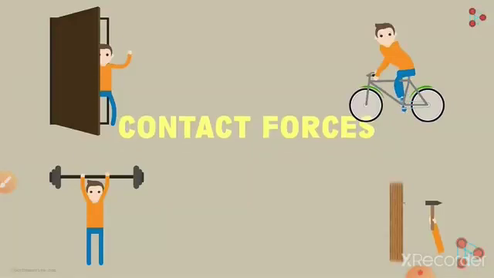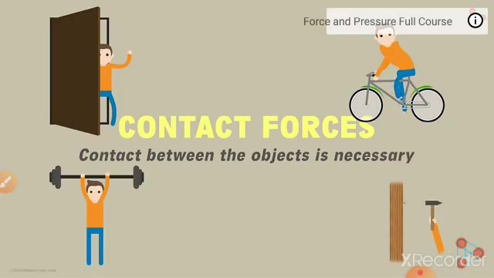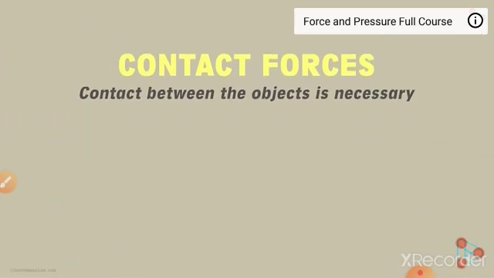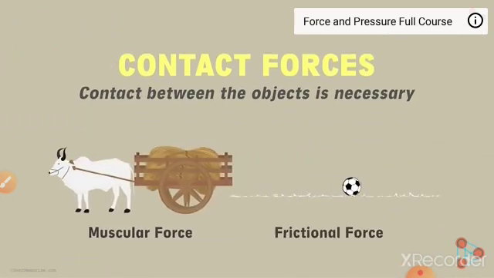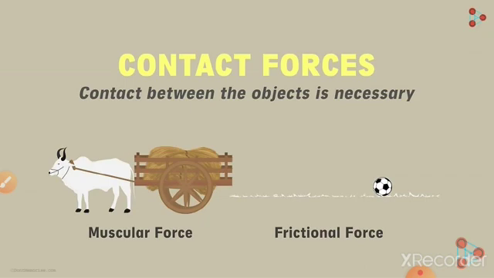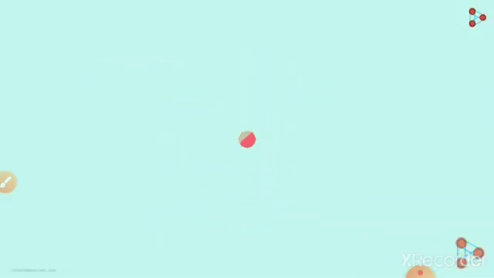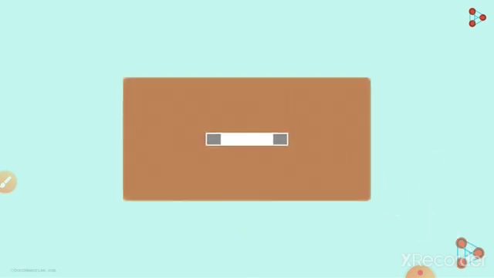Forces are of two types: contact forces and non-contact forces. Contact forces means the contact between the objects is necessary. There are two examples of contact forces, muscular force and frictional force. Whereas for non-contact force, there is no need of contact. Non-contact forces have three examples: the magnetic force, the electrostatic force and the gravitational force.